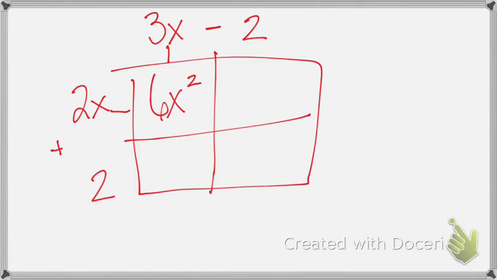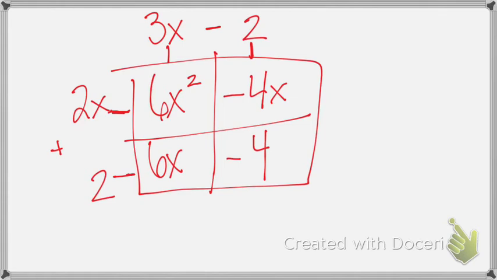Negative 2 and 2x, if you meet them, they end up in top right. So that's going to be a negative 4 what? Negative 4x. In the bottom left, 3x matches with 2. So that's going to be a 6x. Good. And then the last two, a negative 2 and a positive 2, make a negative 4.